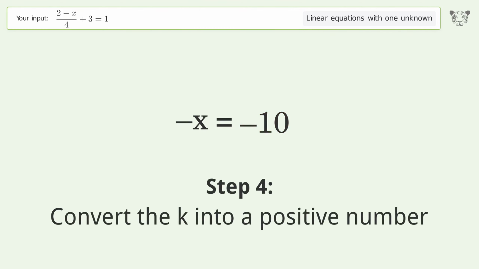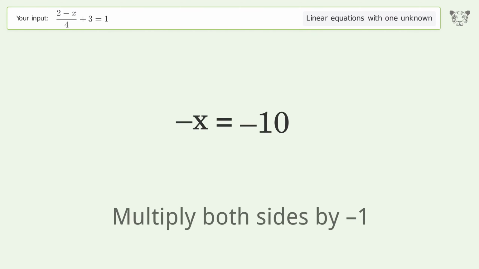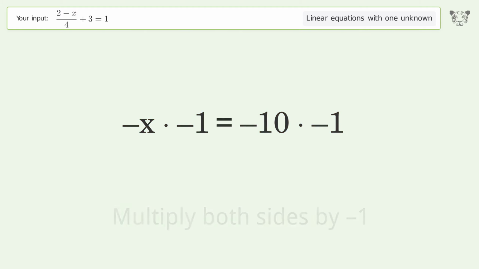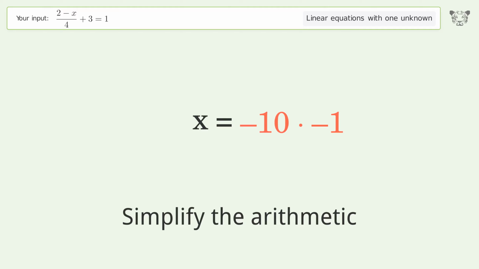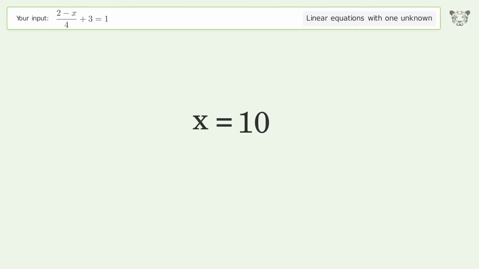Convert the k into a positive number. Multiply both sides by -1. Remove the ones. Simplify the arithmetic. And so the final result is x equals 10.